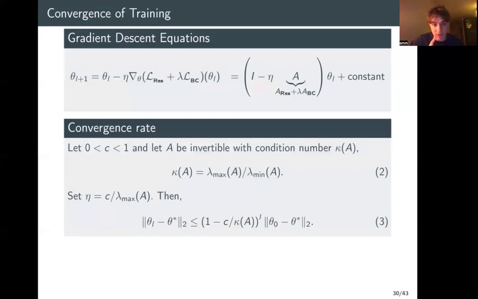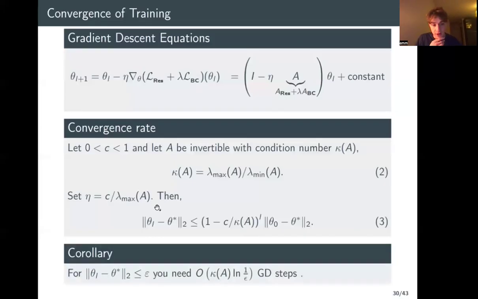And this is to the power of the iterate L. And so as a corollary, essentially, what happens is, okay, if we want to be epsilon close to the solution, this gives us an order of magnitude of the number of steps that we need to achieve an error of at most epsilon. And it turns out that we need a number of steps which depends linearly on the condition number K of A.